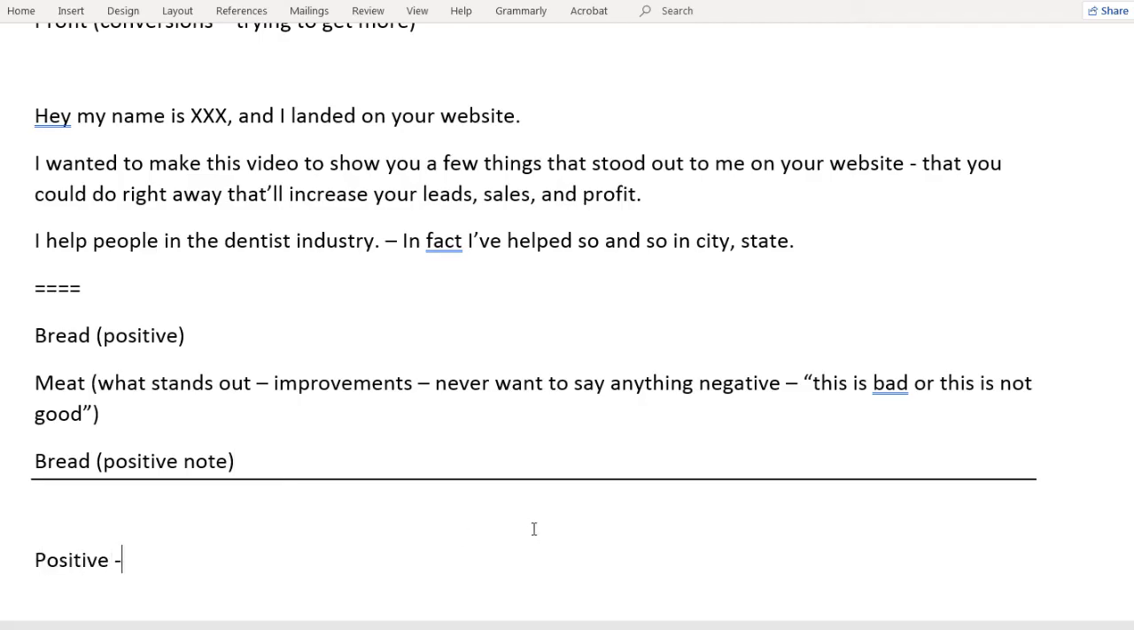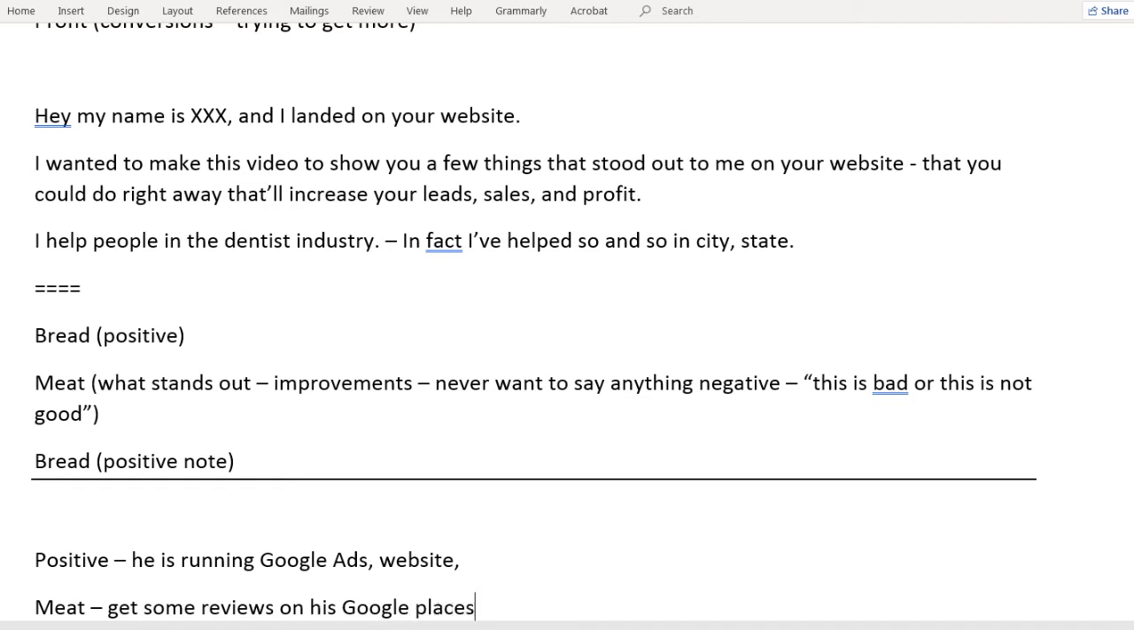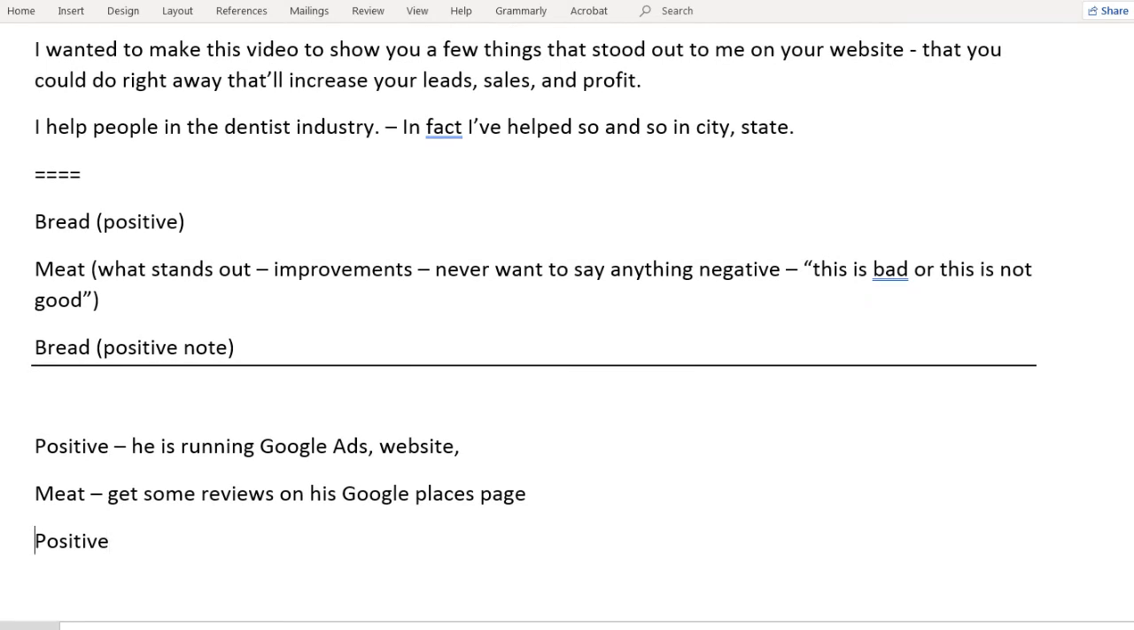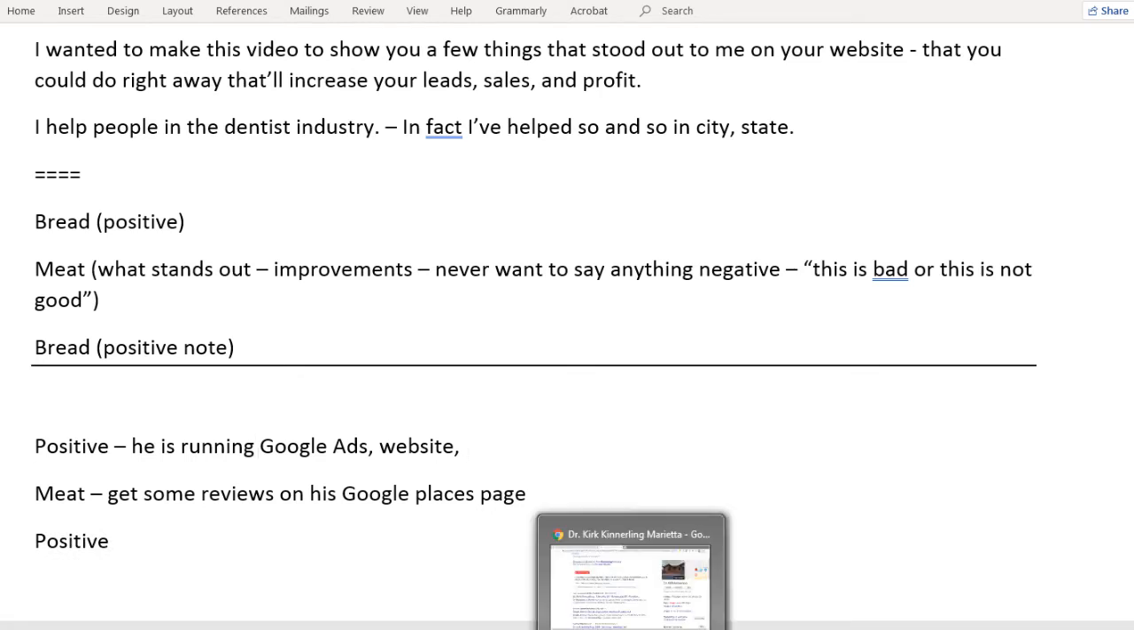So the positive is he is running Google Ads. He has a website. So let's write meat. Things that he can improve on, get some reviews on his Google Places page. And we don't have to worry about the positive here. This is simply the ending. This is mainly what they're doing right. So they have a website.